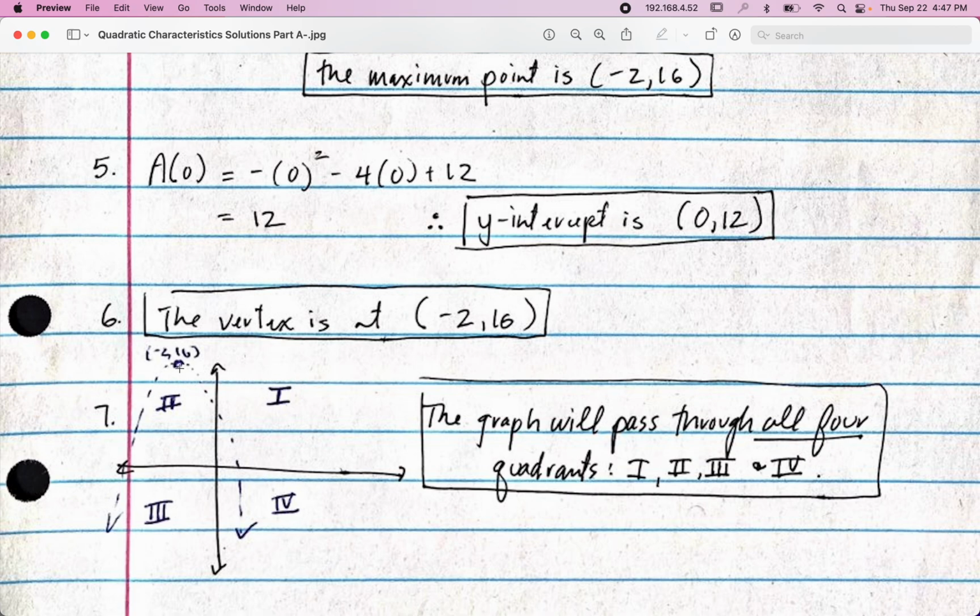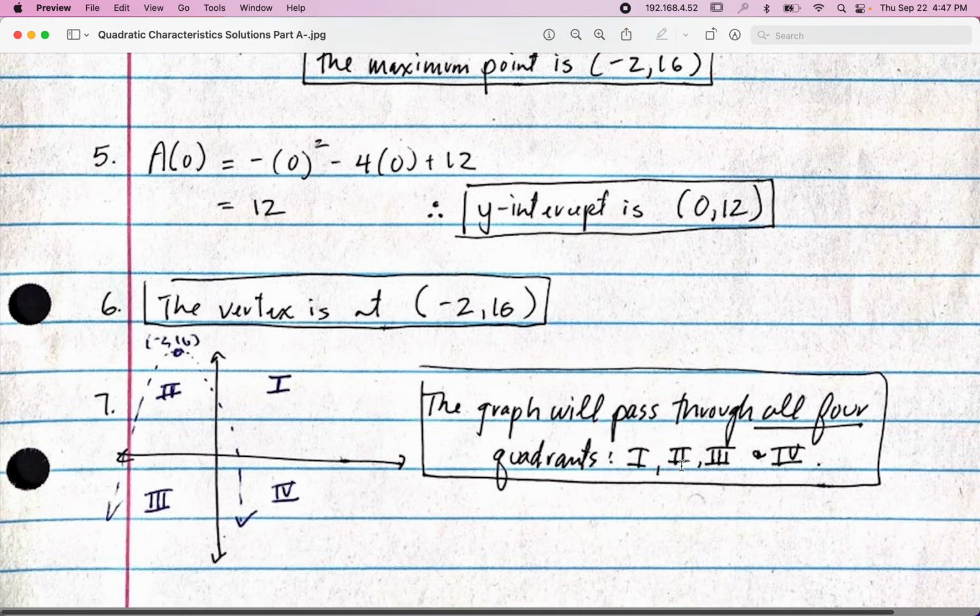And because I know the vertex is at (-2, 16), because I know the function opens down, and it has a y-intercept at (0, 12), I can now effectively conclude that this particular graph will pass through all 4 quadrants, 1, 2, 3, and 4. This is not, by the way, a legitimate graph. This is a sketch. I don't have really many ordered pairs other than the vertex and the y-intercept, and I barely have that. But it gives me enough of an idea of what the graph looks like so I can conclude that it passes through all 4 quadrants.